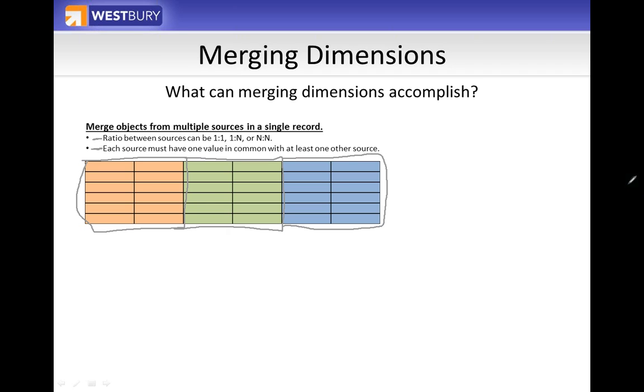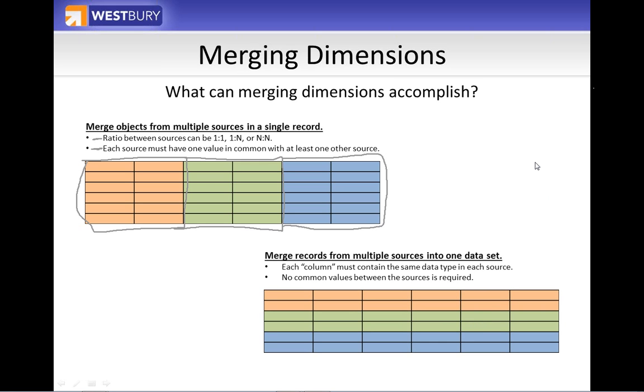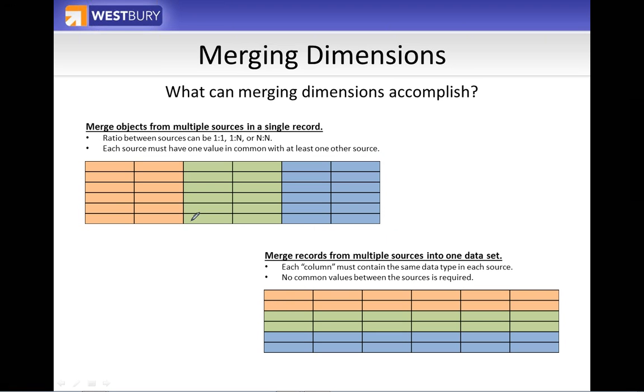We can also merge records from multiple sources into one data set. Now, if you look at the way I've arranged the colors here, we're no longer trying to combine objects or fields from multiple sources into a single record. Rather, we want to take the results of several queries and just combine them into one list of records.